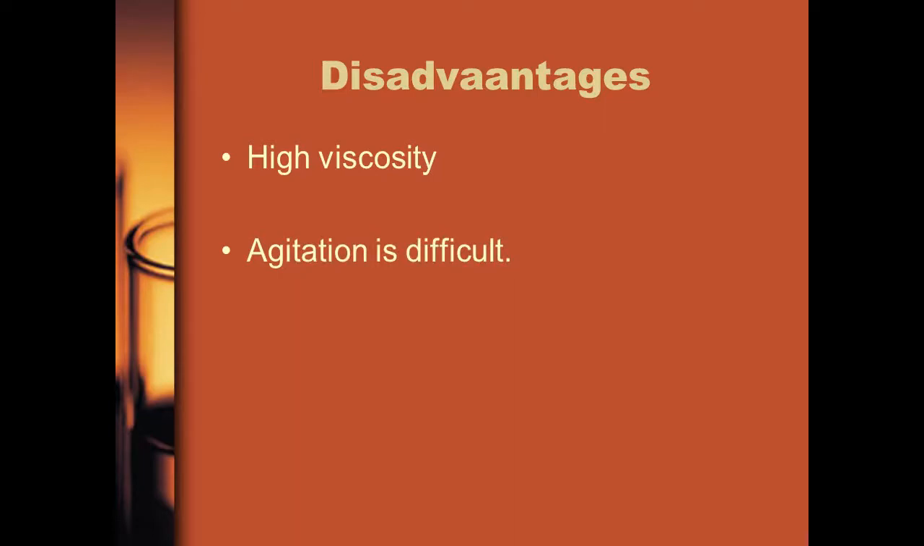Some of the disadvantages of this bulk polymerization are high viscosity. In this polymerization, we just need the monomer and the initiator. So after the polymerization reaction starts, the medium becomes highly viscous and hence the agitation, that is the stirring, becomes more difficult. So these are the two important disadvantages. And the final disadvantage is auto acceleration. Auto acceleration can also occur sometimes because of the highly exothermic nature of this polymerization.